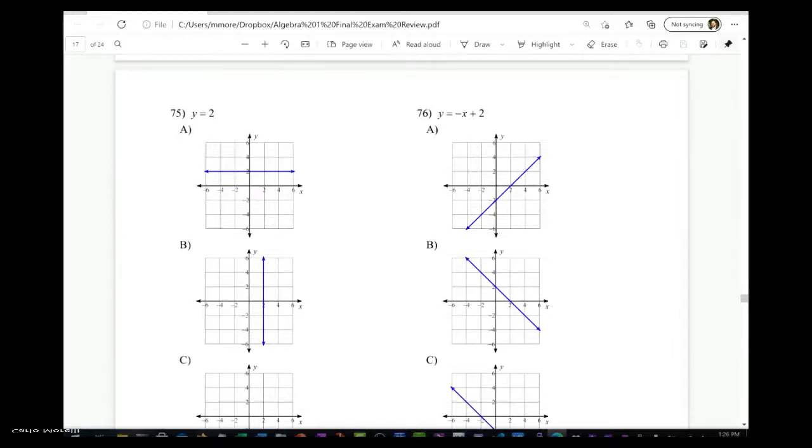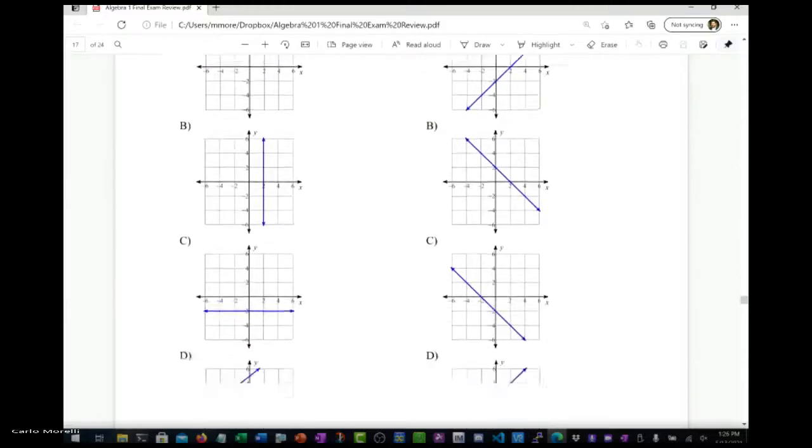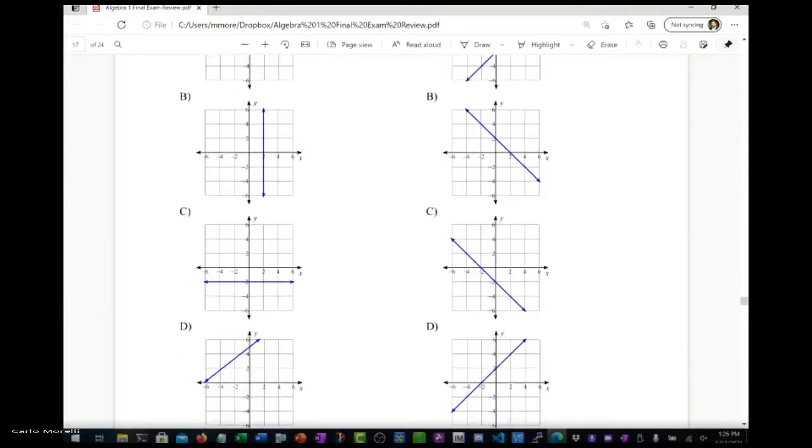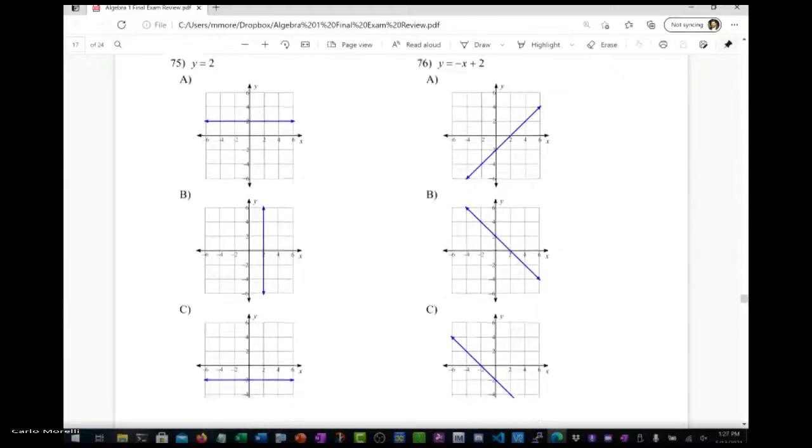Number 76 is also visual. We want to look for a line that crosses the y-axis at 2 and has a negative slope. So from left to right, it's going to be going down, and it's going to cross the y-axis at positive 2. So which one looks like that? B. Okay? Good.